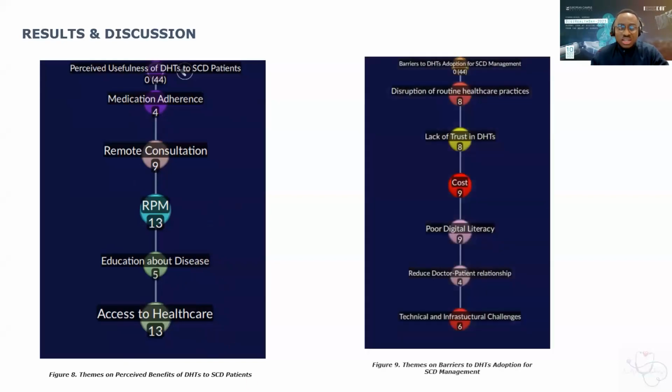Moving forward, the next theme was on barriers to digital health technologies adoption for sickle cell disease management. In using every technology, there are always barriers. Some of these barriers, from these sub-themes, as we can see, are poor digital literacy and reduced doctor-to-patient relationship. Some of the doctors explained that those who are adamant, or don't want to use digital technologies, are resistant to using them. Definitely, in sub-Saharan Africa and less developed countries, we have technical and infrastructural challenges.